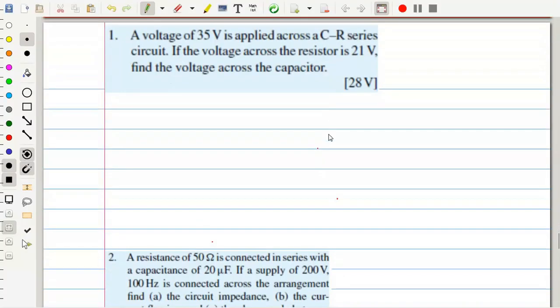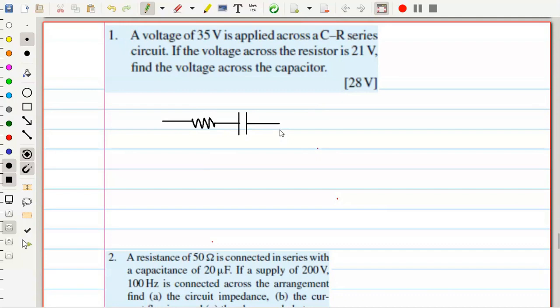So now let us move on to the RC circuit problems. So far we discussed the RL circuit. Now let us discuss some RC circuit problems quickly. So here a voltage of 35 is applied across a CR series circuit. CR or RC, both are the same. It doesn't matter. So let me take a resistor R and a capacitor. How much voltage is applied? 35 volts.